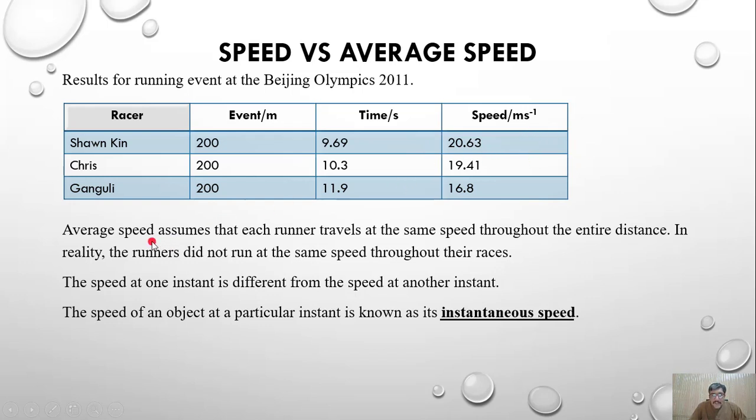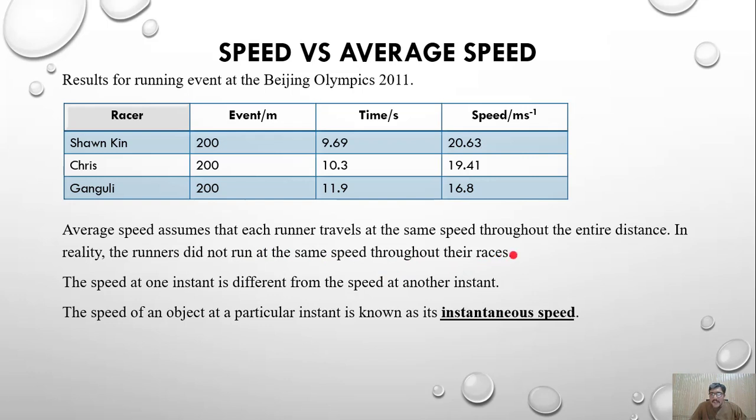You can see here, average speed assumes that each runner travels at the same speed. We assume in average speed that each runner or each object which is traveling or moving is having the same speed throughout the entire distance. But in reality, the runners did not run at the same speed throughout their races. There is always a variation.